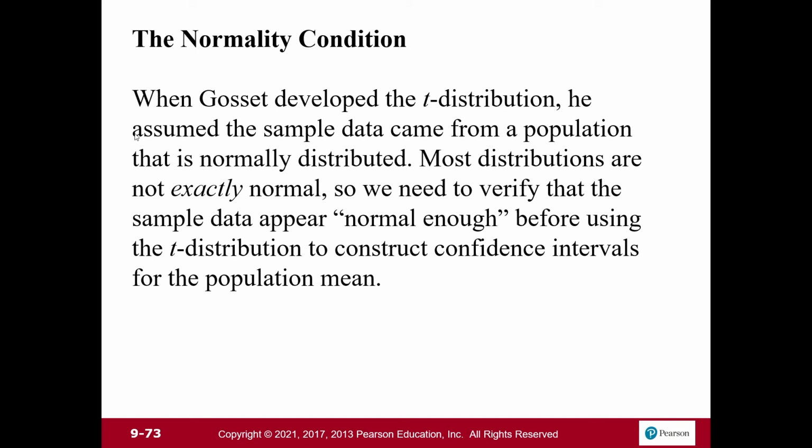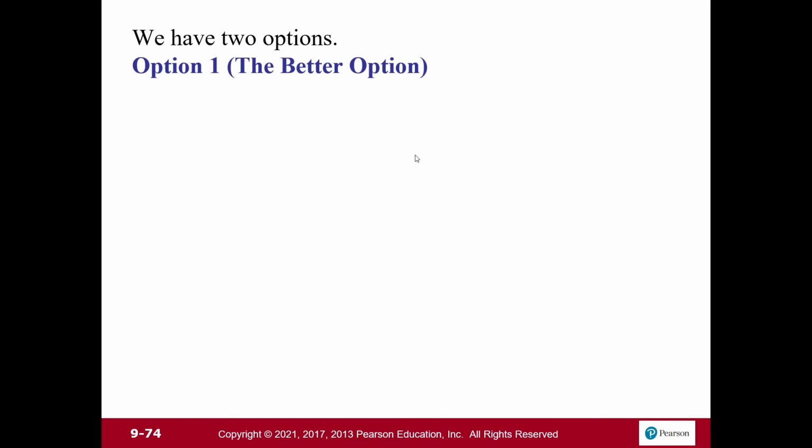The normality condition. When Gosset developed the t-distribution, he assumed that the sample data came from a population that is normally distributed. Most distributions are not exactly normal. So we need to verify that the sample data appear normal enough before using the t-distribution to construct confidence intervals for the population mean. We have two options.